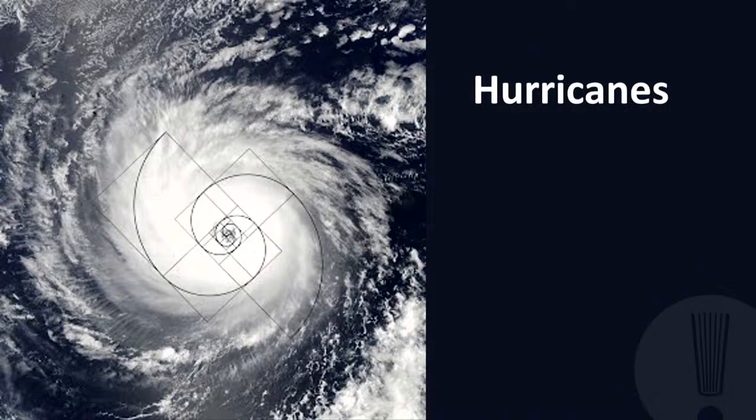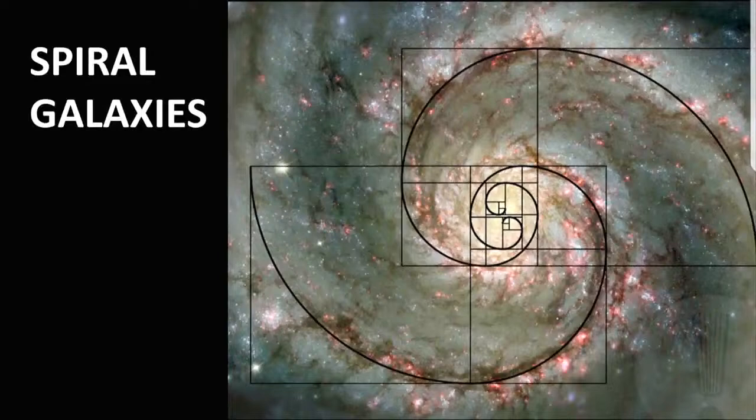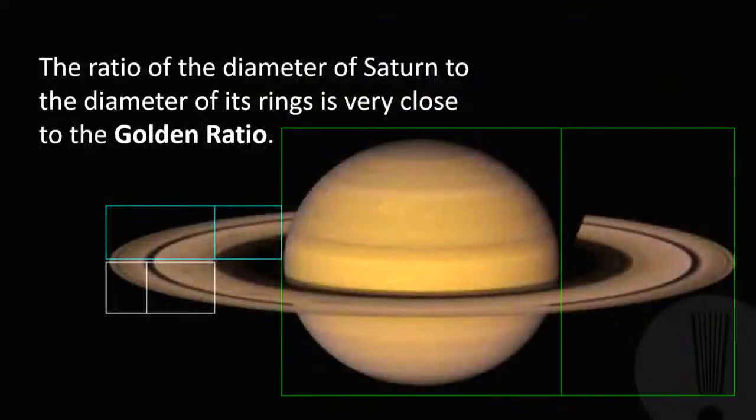We also see it in larger phenomena and non-biological phenomena, such as hurricanes, where we have a double spiral coming off this, as well as the way galaxies form, spiral galaxies in particular. On the large scale, we also have found that the ratio of the diameter of Saturn to the diameter of its rings is very close to the golden ratio.